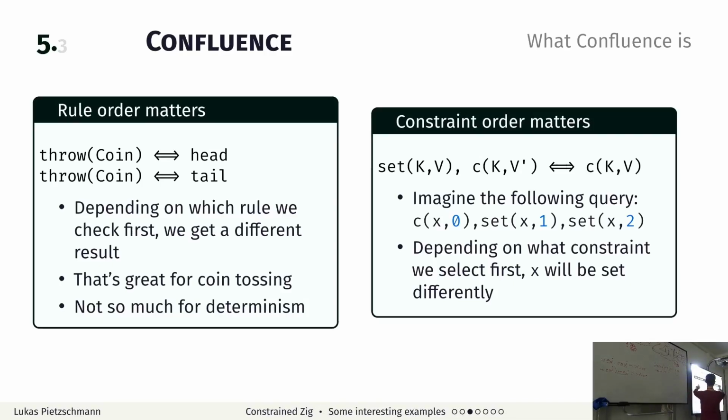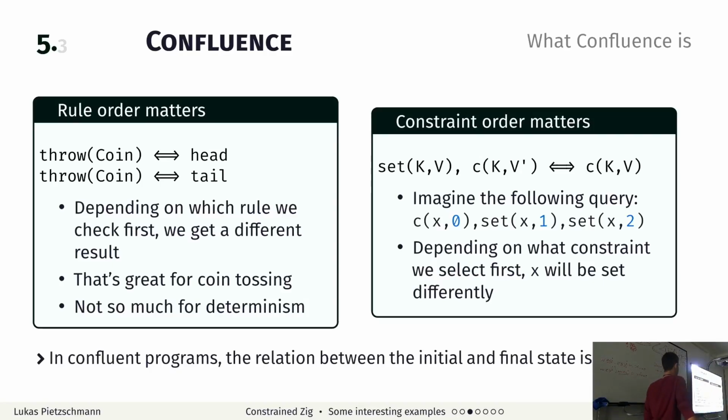If now both those problems do not appear, so if our rule order does not matter and the order in which we apply constraints does not matter, our program is confluent. So we can think of confluence being a function between our initial state and our final state. And it's always constant, it does not change, no matter how we execute it. And being confluent gives us some cool properties for free.